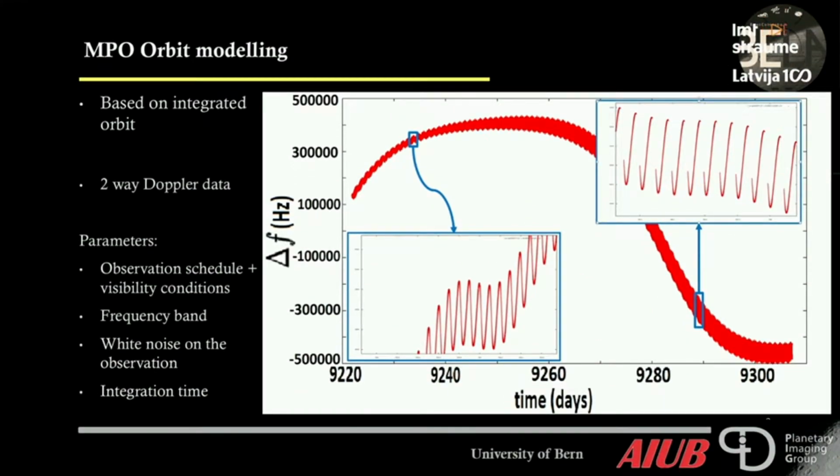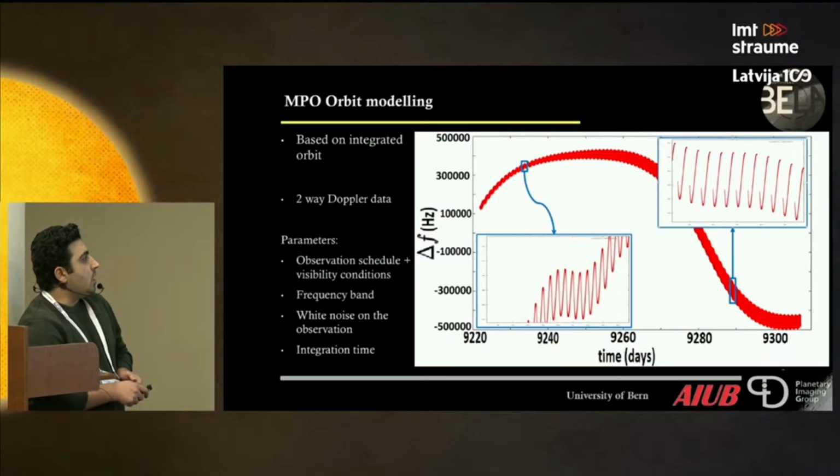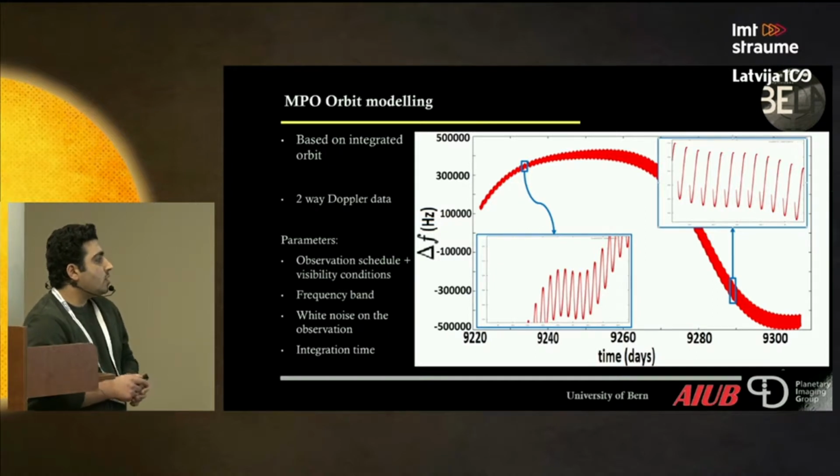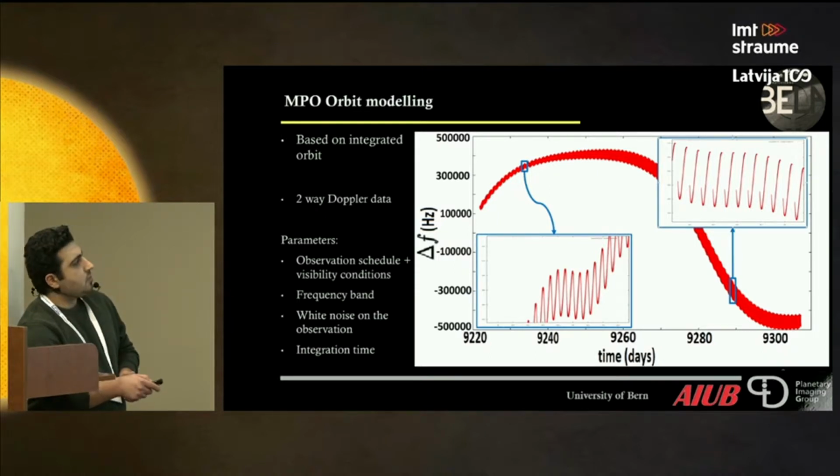This is a simulation of the Doppler observation after 90 days, and as you can see, this is two-way Doppler data, and we have some parameters to change. We can do it in different frequency bands. We can add white noise on the observation, and we can change the visibility conditions. For example, here you can see that when the spacecraft is behind Mercury, it's in eclipse position, and you don't have the Doppler data.